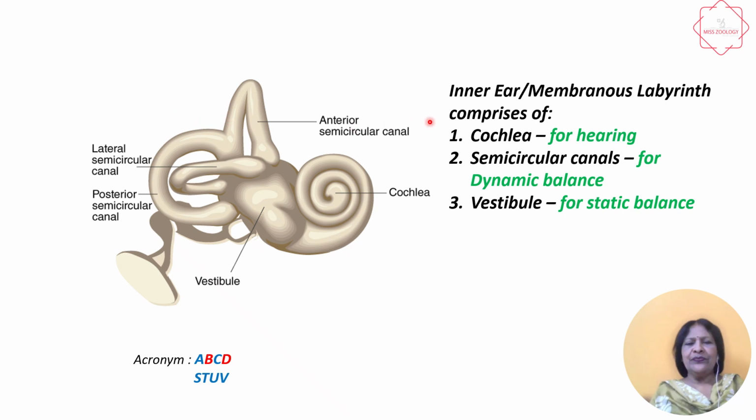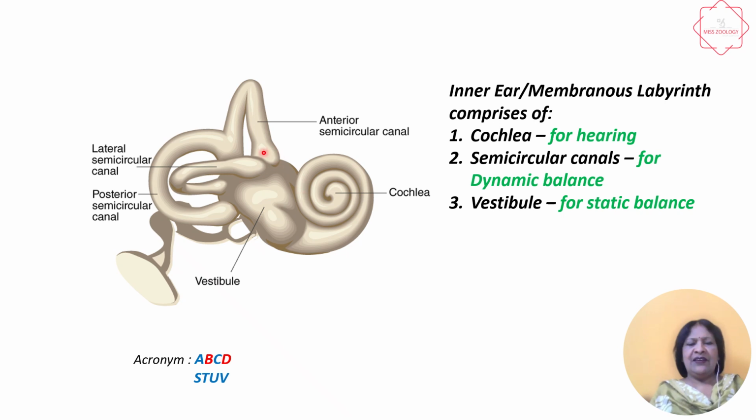Now, the three distinguished parts of the inner ear are the cochlea, where the organ of hearing, or the organ of Corti, is located. The cochlea looks somewhat like a 2.5 turn of a spiral, which resembles the shell of a snail. Then we have the semicircular canals, three semicircular canals, one anterior, another posterior, and then a lateral semicircular canal.